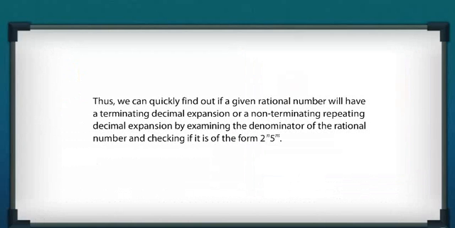You do not need to perform long division to check if a rational number will have a terminating decimal expansion or a non-terminating repeating decimal expansion. All you need to do is check if the denominator of the rational number is of the form 2 to the power of n multiplied by 5 to the power of m.